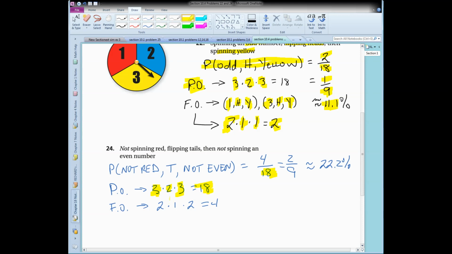In the numerator, for not spinning red, that's blue or yellow. Those are my choices, the 2 outcomes. For tails, there's only 1 outcome on the coin. And then for not even means odd, I would need to spin a red or yellow, so there's 2 outcomes there. I multiply together and get 4. That goes in my numerator. I simplify, and I could turn that into a percent if I want. 2 divided by 9 is 0.2 repeating, and I could just estimate that percent.